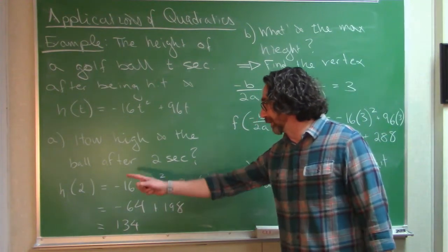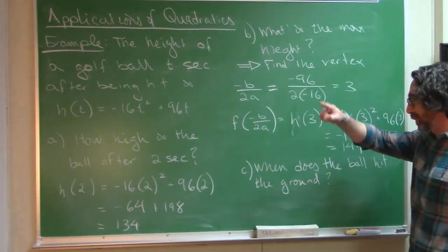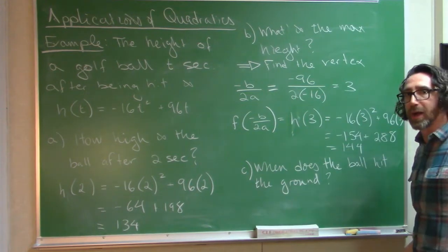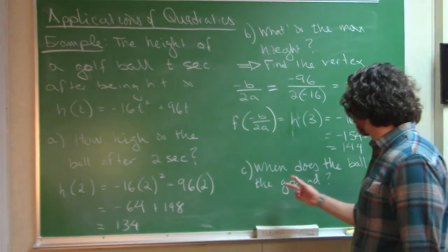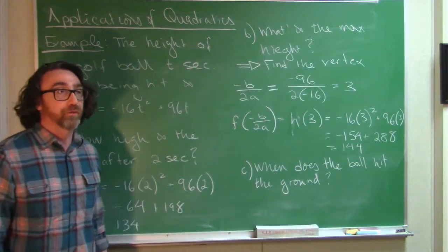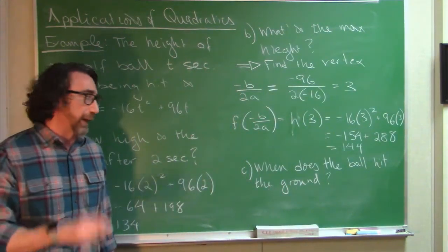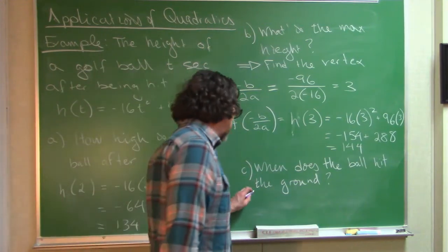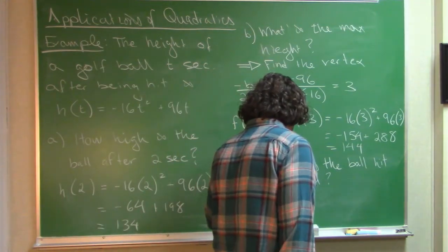So between 2 seconds and 3 seconds it rose 10 feet more, and then it's going to start to drop after that. Okay, now, last question. When does the ball hit the ground? Okay, so this boils down to solving an equation.